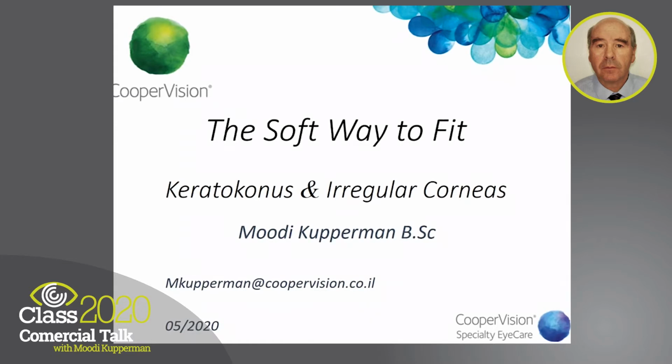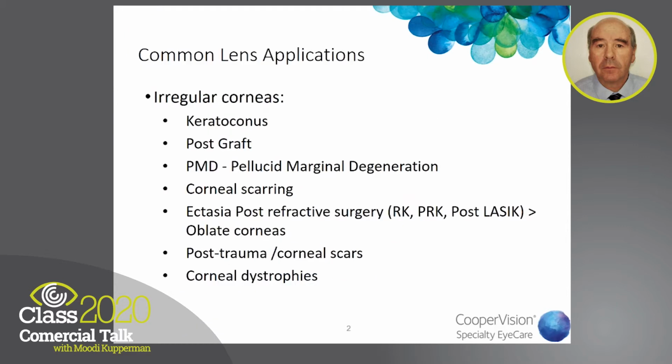Our presentation today will talk about the soft way to fit keratoconus and irregular corneas. Contact lens application for irregular corneas: keratoconus, post-graft, pellucid marginal degeneration, the PMD, corneal scarring, ectasia, post-refractive surgery, RK, PRK, post-LASIK, and oblate corneas, post-trauma corneal scars, corneal dystrophies.